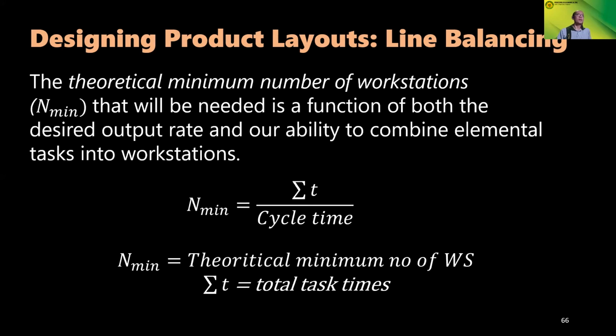The third step is computing for the theoretical minimum number of workstations. The number of workstations that will be needed is a function of both the desired output rate and the ability to combine elemental tasks into workstations. We can determine the theoretical minimum number of workstations to provide a specified rate of output as follows. The N-min, or the theoretical minimum number of workstations, is equal to the summation of small letter t over cycle time. N-min is the theoretical minimum number of workstations, and the summation of t is the total task time.